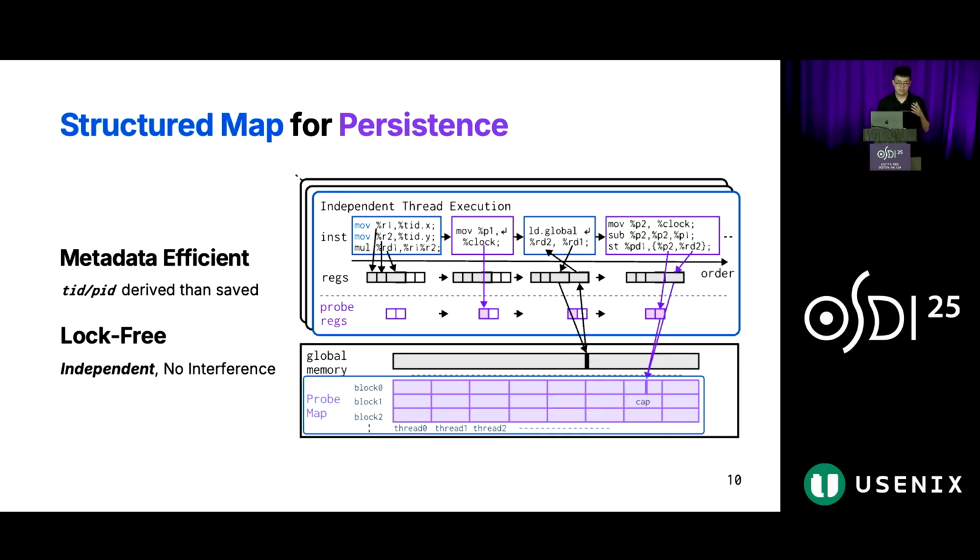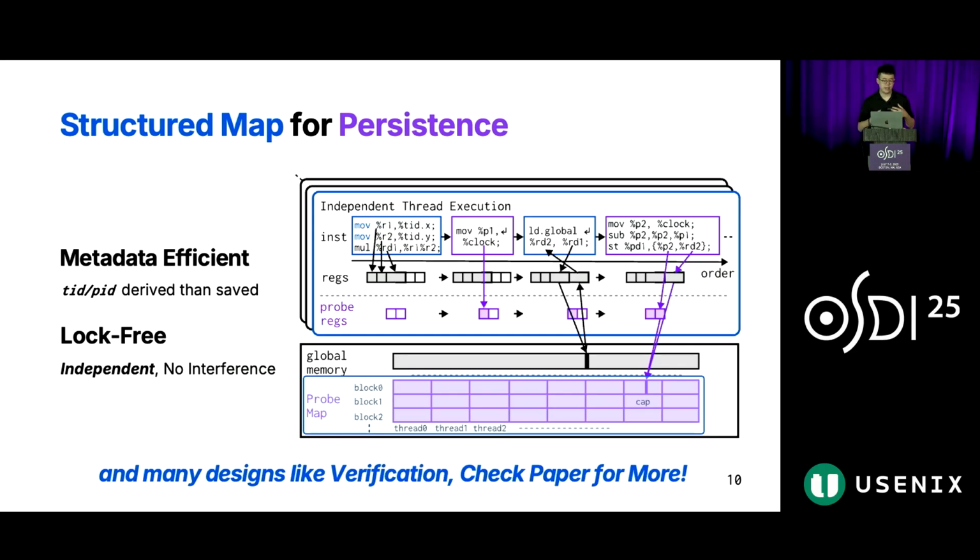The second design challenge is about persistence, or more particularly, the metadata, like the thread index and block index. They are very useful for analysis, but can also be very storage hungry. Guess what? 24 bytes without doing anything per thread. So in Neutrino, we formulate our maps into a tensor-like layout and give every thread a map. This achieves metadata efficiency because the thread index can be derived rather than being saved. And we can also achieve lock-freedom because each thread has its own map without interference, so there's no need for a lock. And there are also many other designs like the verifications. Please check our paper for more details.